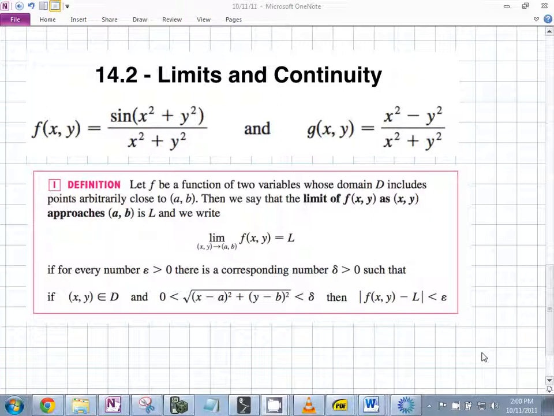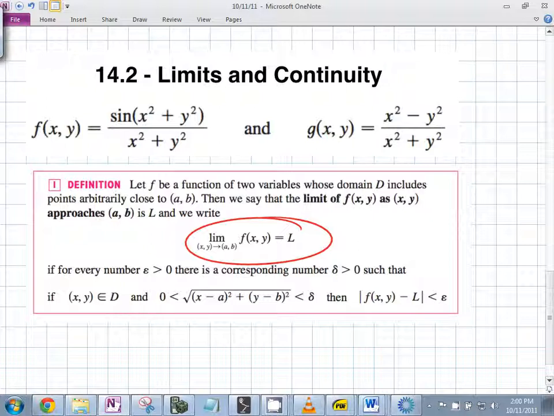Then we say that the limit of f(x, y) as (x, y) approaches (a, b) is L, and we write the limit as (x, y) goes to (a, b). Hey, look, is this pretty much the same notation as you've had before, right here? Yeah, pretty much. Instead of x going to a, you have (x, y) going to (a, b). If for every epsilon there is a corresponding delta such that, and so on. That's where most people's brains turn to jelly, right?